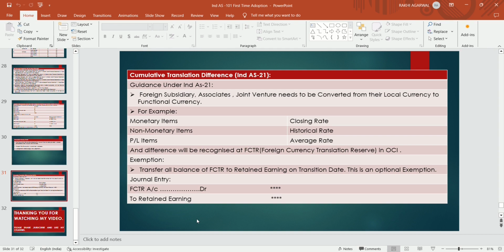Now exemption. What is the exemption for cumulative translation difference, for FCTR? Transfer all balances of FCTR to retained earnings on the transition date. If previous balances are there, they should be transferred to retained earnings on the transition date. This is an optional exemption. The journal entry will be FCTR account debit to retained earnings.